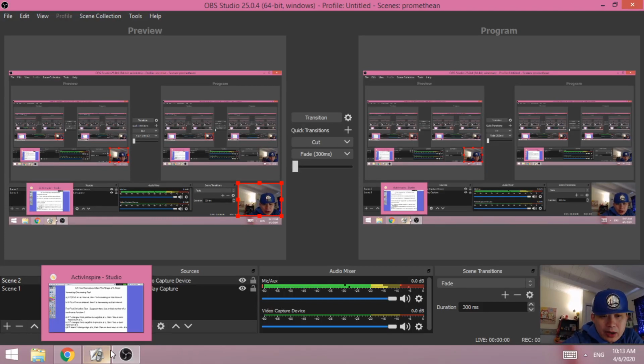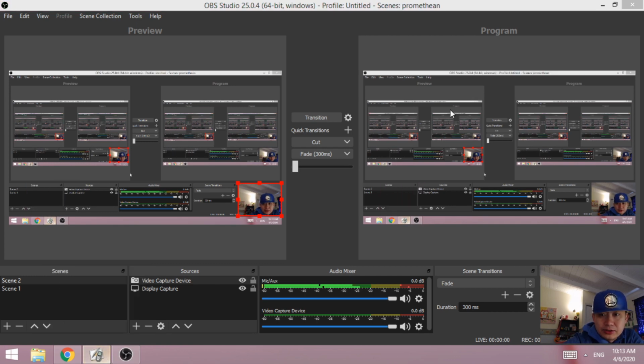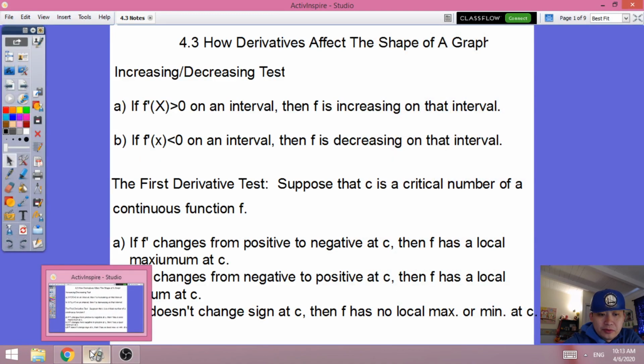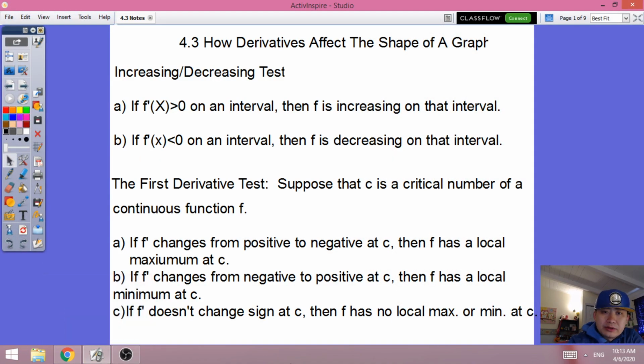Morning. Today we'll talk about section 4.3. Section 4.3 is about the first derivative and second derivative tests. We'll look at that in just a second. Okay, so here we go. 4.3: how does the derivative affect the shape of a graph?